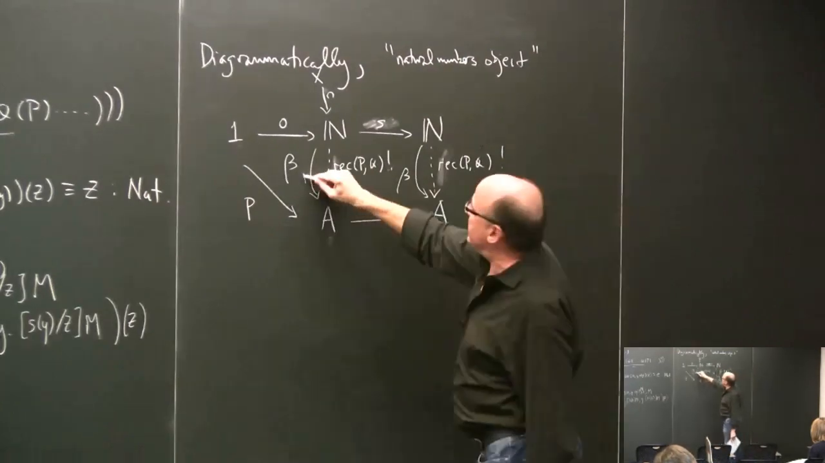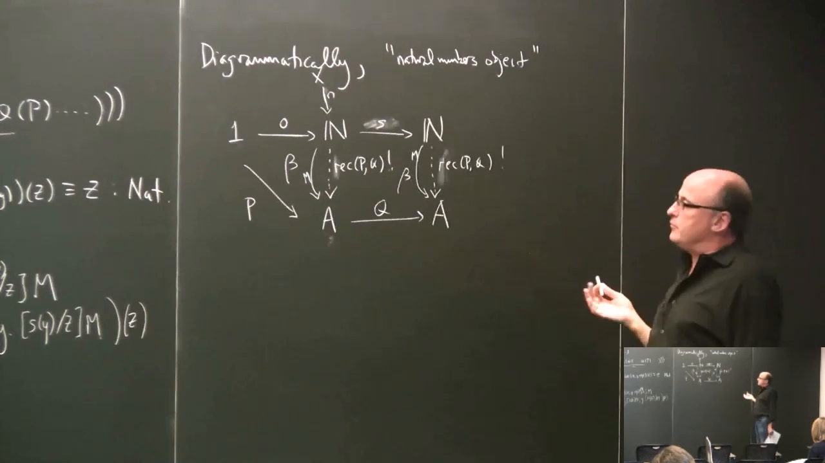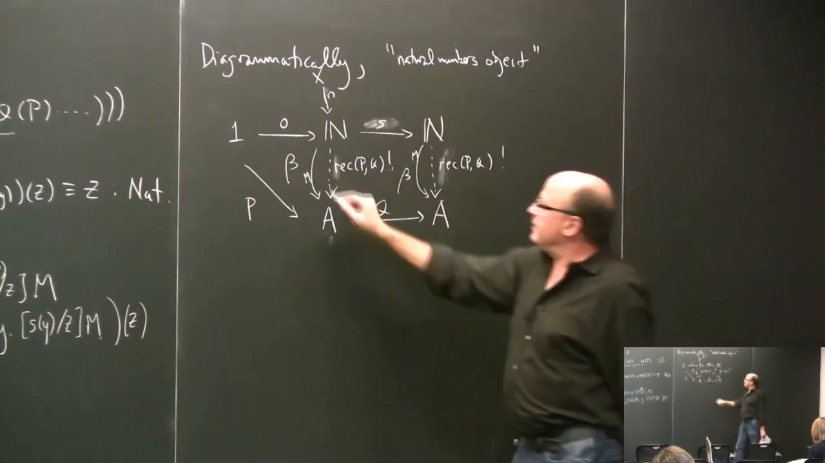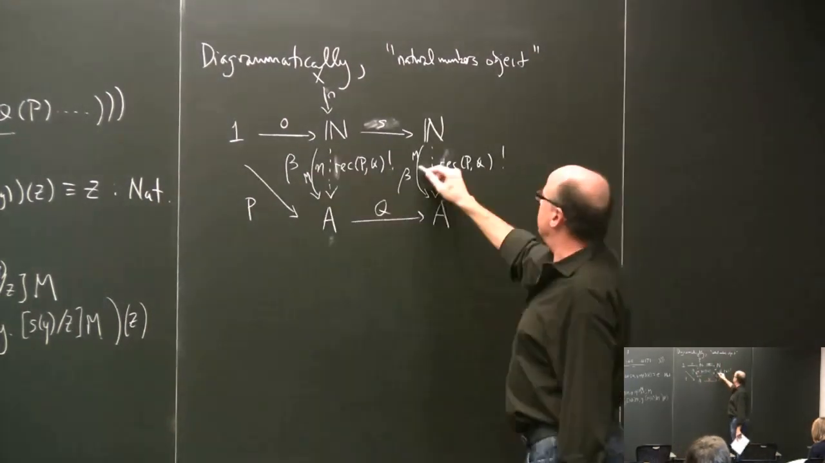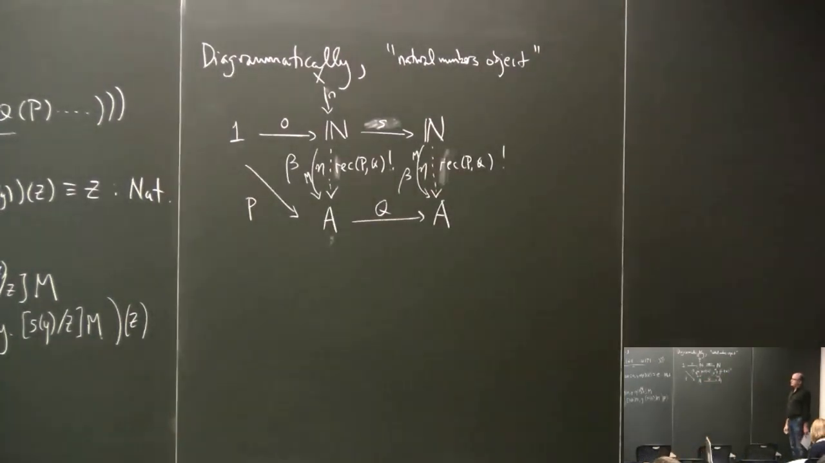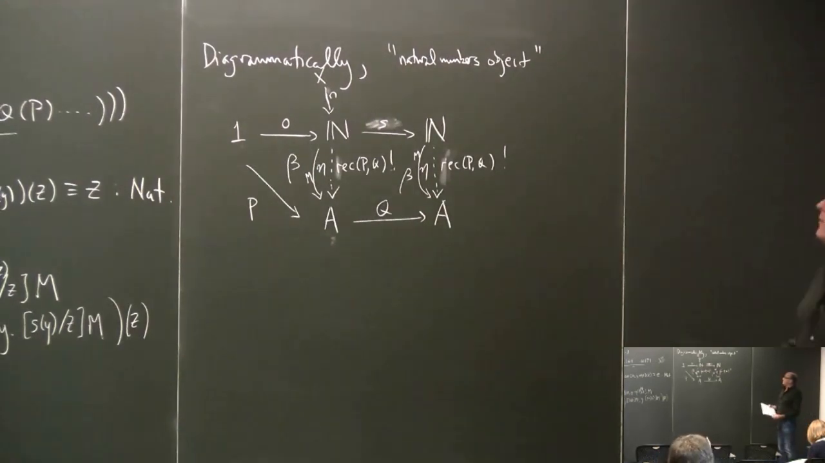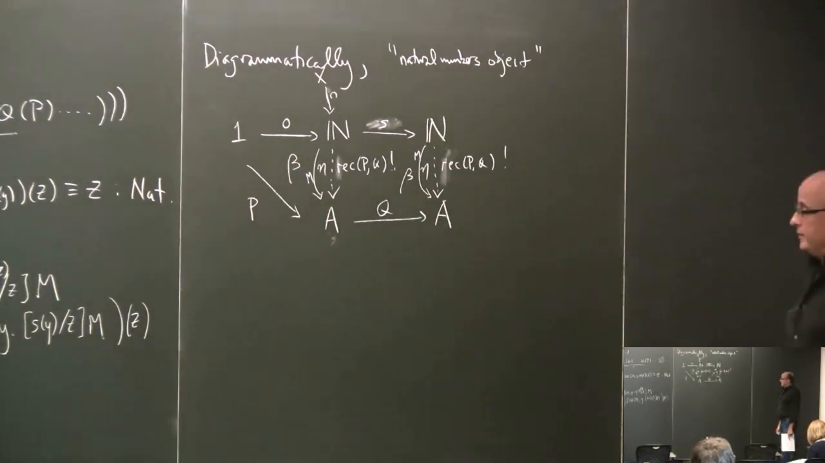If I had some other m which satisfied the same commutation requirements, the same beta condition, then this cell here is eta, and eta expresses that that's the unique such map, that those are equal. Okay, so that's the same sort of thing we did with, for example, the disjunction. That's just the way in which one writes it down using diagrams. So you know that.